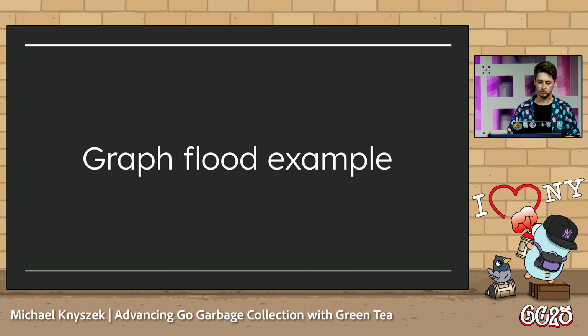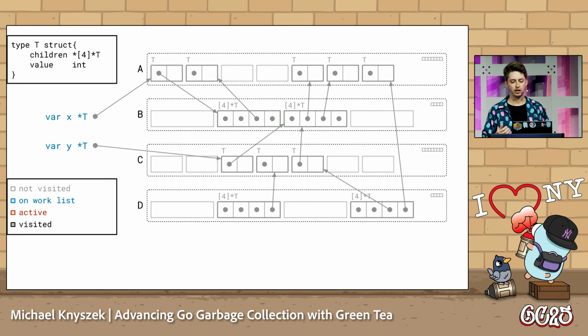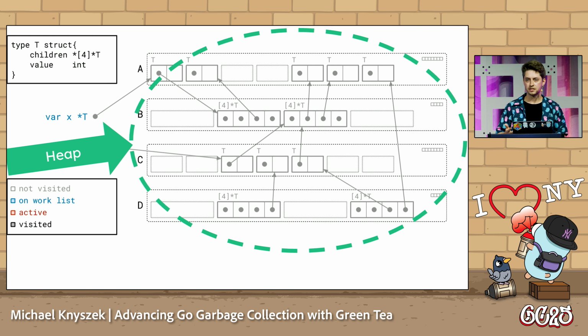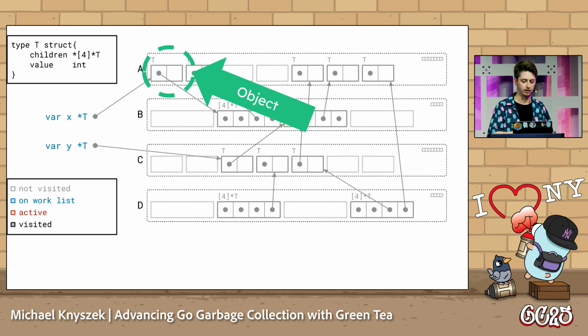So let's go over a simple example. Here we have a diagram of some global variables and a Go heap. There's a lot going on here, so bear with me for a moment, but this is important since we're going to be using this example throughout the talk. Let's break it down piece by piece. On the left, we have our roots. These are global variables x and y. They're going to be the starting point of our graph walk, and since they're marked blue, according to our handy legend in the bottom left, they're currently on our work list. On the right side, we have our heap. Currently, everything in our heap is grayed out because we haven't visited any of it yet, again according to the legend in the bottom left.